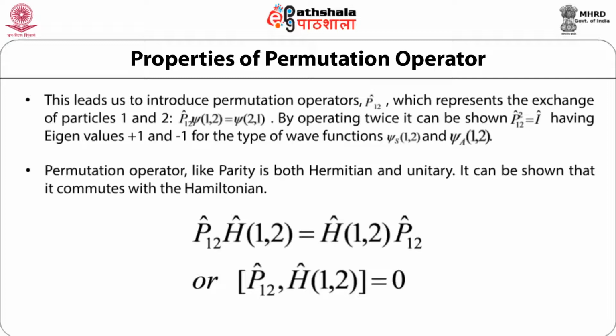it can be shown that the permutation operator commutes with the Hamiltonian. Writing it mathematically, the permutation operator P12 acting on the Hamiltonian operator H12 is equal to the Hamiltonian operator H12 acting on the permutation operator P12, or the commutator of the permutation operator P12 and the Hamiltonian operator H12 is 0. Invariance of Hamiltonian under permutation.